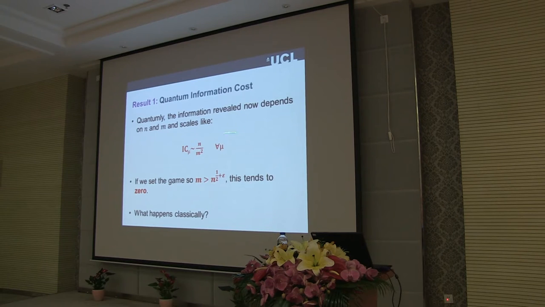Now, quantumly, once you do the calculation for the angle and everything, the angle will depend on m, and the thing behaves like 1 over m squared. So it becomes n over m squared, and when we choose m slightly larger than square root n, then this goes to 0.